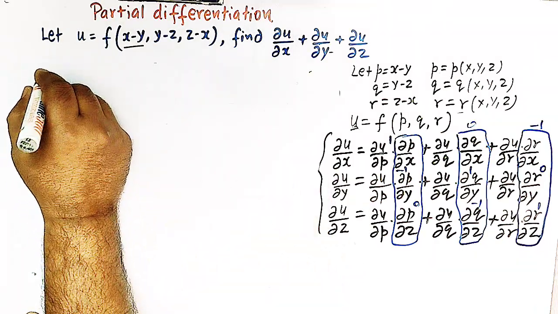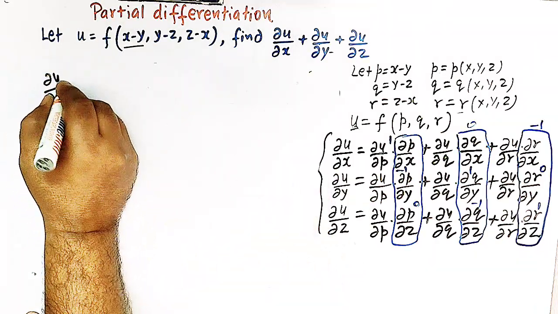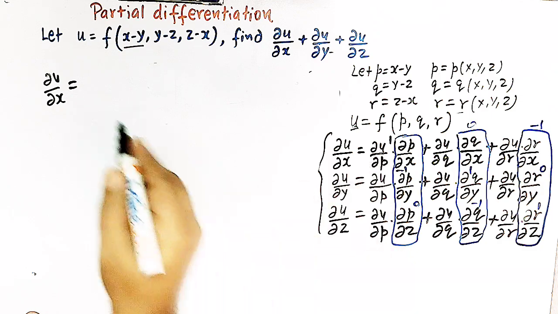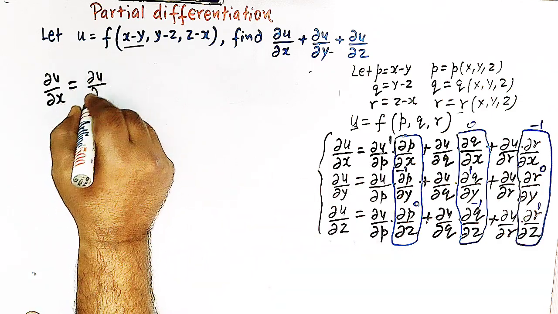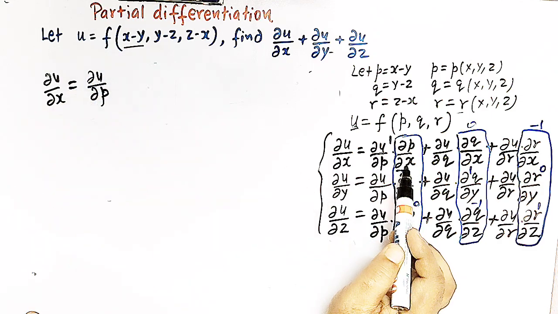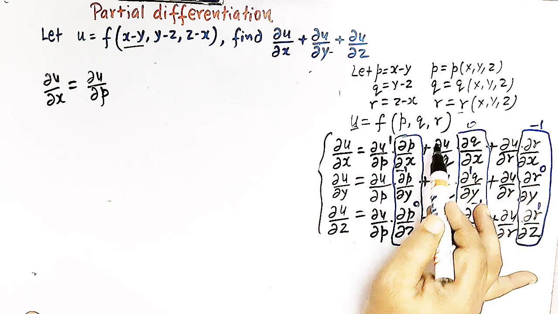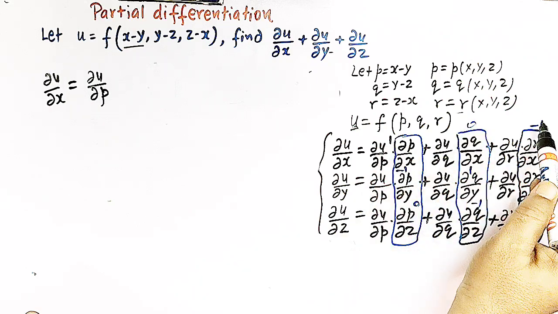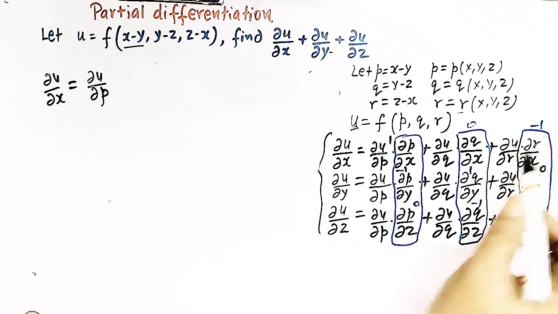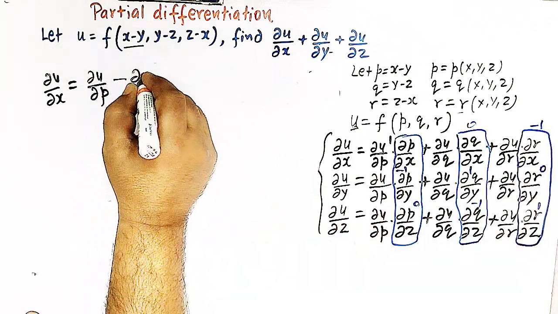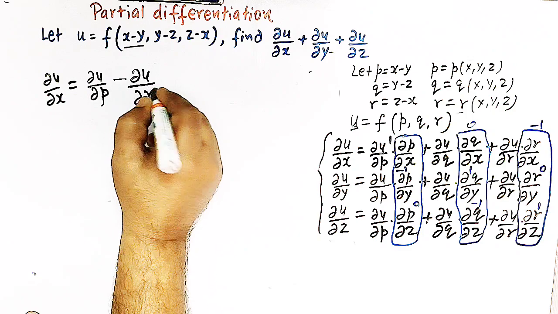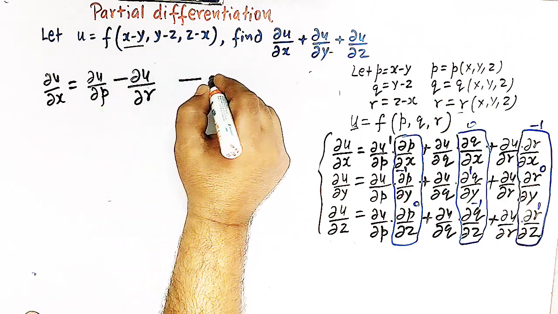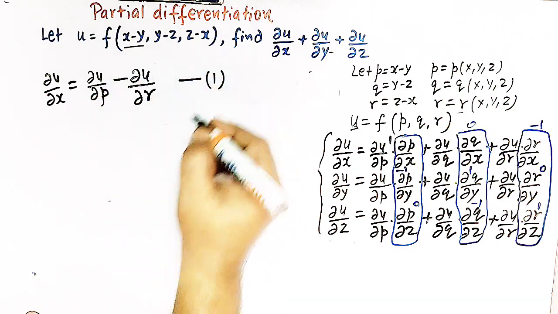So now we can write del u over del x is equal to del u over del p, because del p over del x is 1, and this term is 0 because del q over del x is 0, and here we have del r over del x as minus 1. So here we have minus del u over del r, right? So let us take this expression as equation 1.